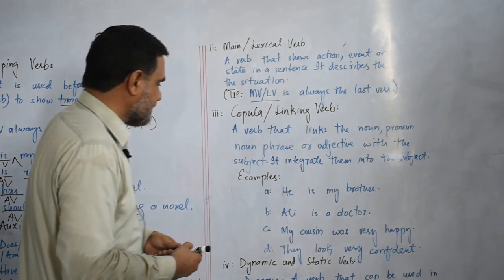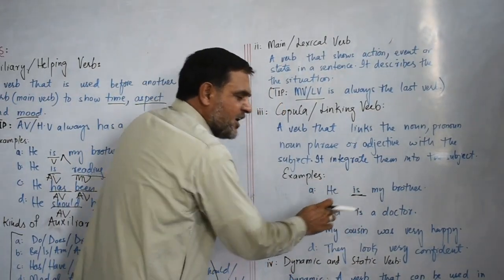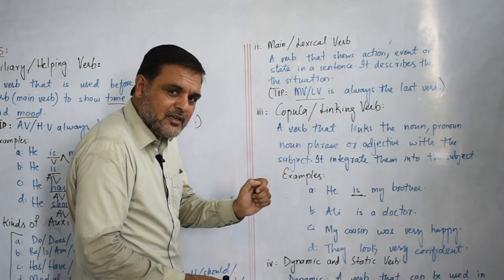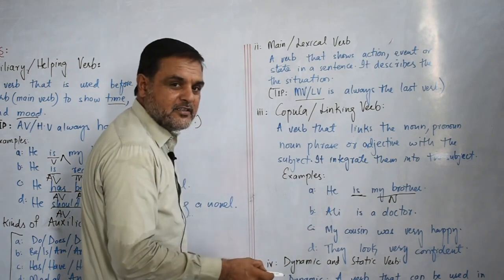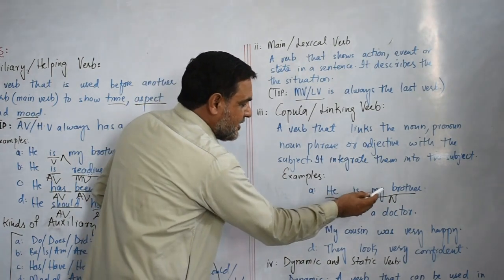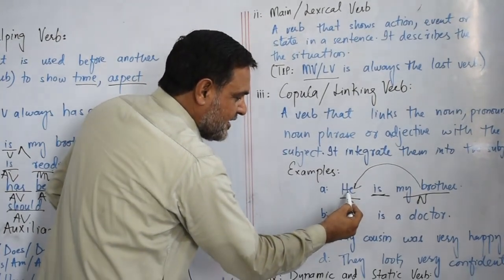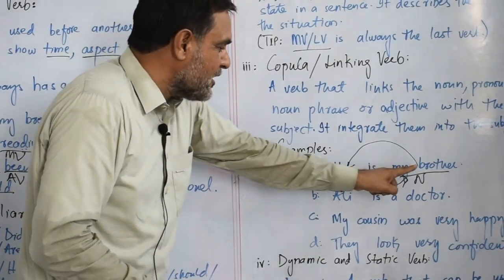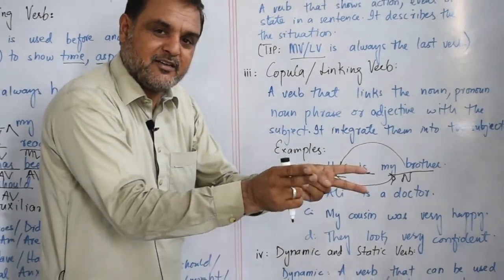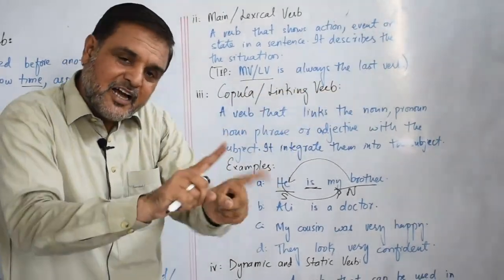Okay, here it is. He is my brother. This is the only verb. Let's see, is it a linking or copula verb? So this is a noun, or you can say noun phrase. Who is my brother? And this is the subject. Who is my brother? He is my brother. My brother is he. So it means that my brother and he are the same thing.